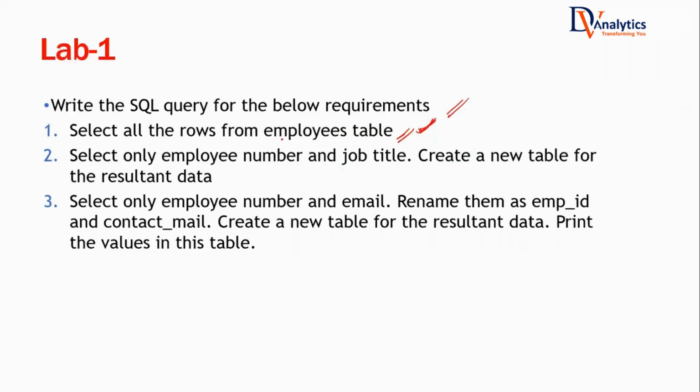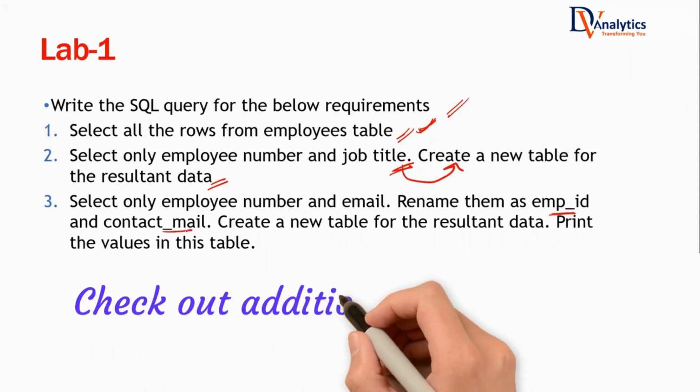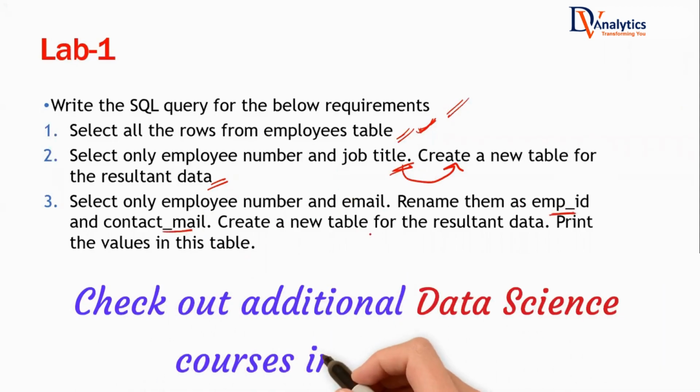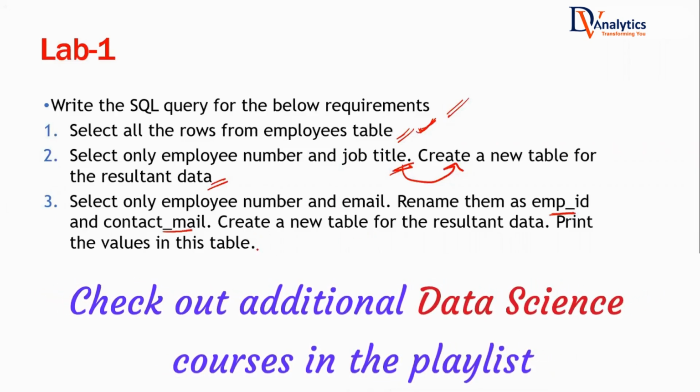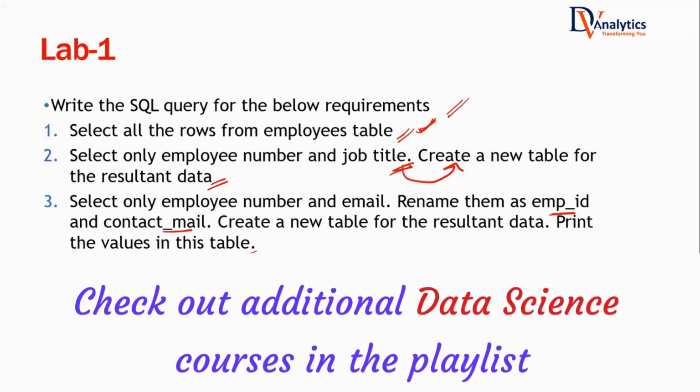You must do this. Select only employee number and job title. I'm not interested in all the columns. Employee number and job title. Create a new table for the resultant data. You execute this command, but the result you must put in the new table. Select only employee number and email. Rename employee number as EMP and email as contact_mail. Create a new table from the resultant data. Print the values that are there in this resultant table.